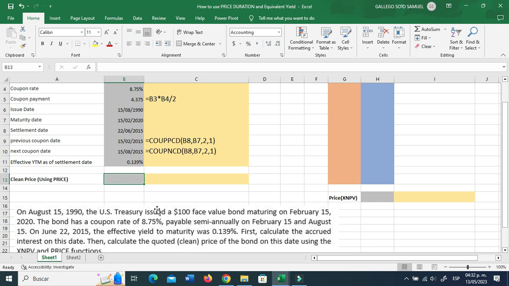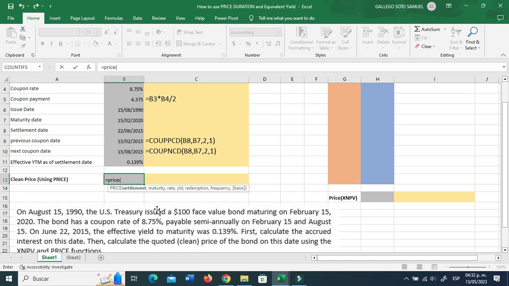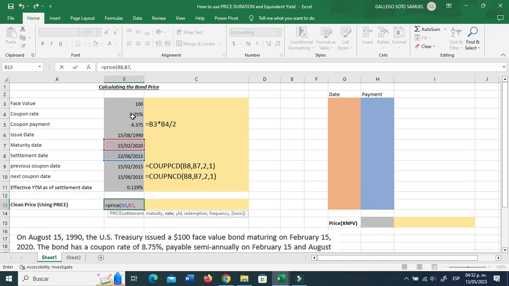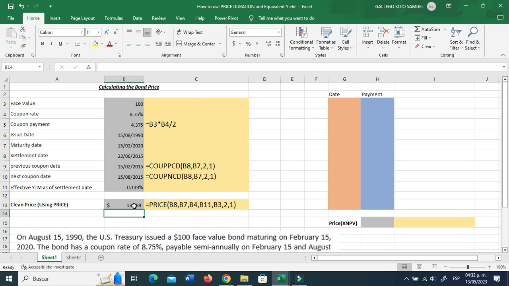Okay, so now for the claim price, just go ahead and punch PRICE. Now the settlement, we already have that settlement date. The maturity, yeah, maturity. The rate, that's going to be your annual coupon rate. The yield, that's the effective YTM as of the settlement date. The redemption value, that's going to be 100. The frequency is 2, and the basis is 1. We hit enter and we get this number.